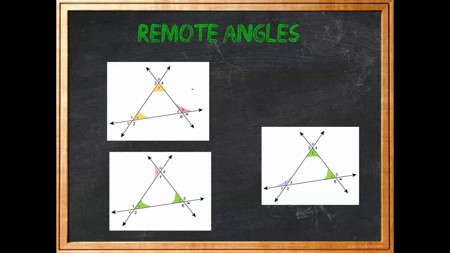Remote angles are the angles that are opposite of the exterior angles. So for the exterior angle 5, the remote angles then would be x and y. Okay? Also for 6 as well. Okay? 5 and 6, the remote angles are x and y. For 1 and 2, the remote angles are y and z. And for 3 and 4, the exterior angles, the remote angles are x and z.